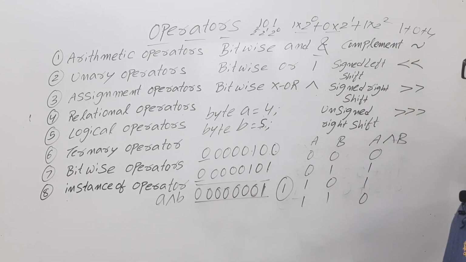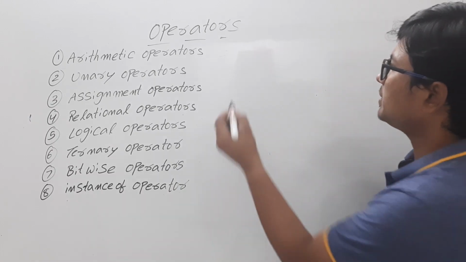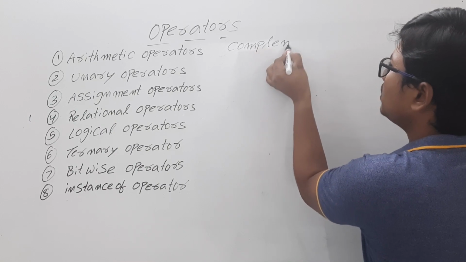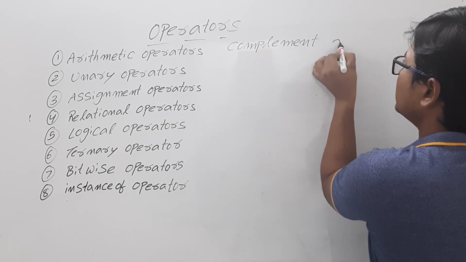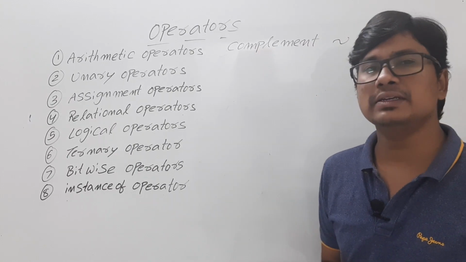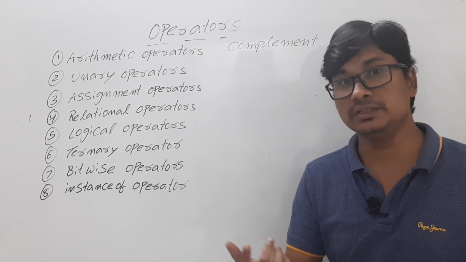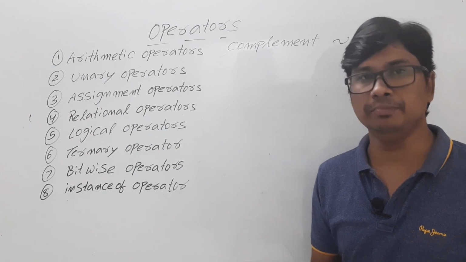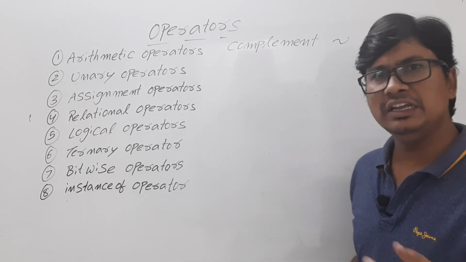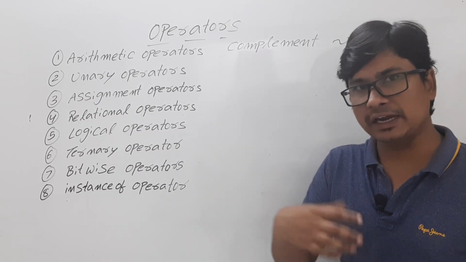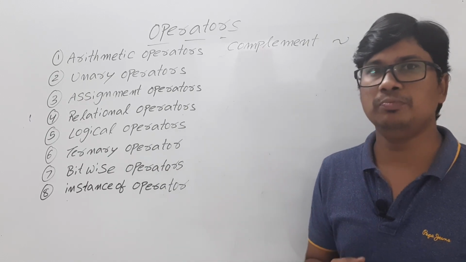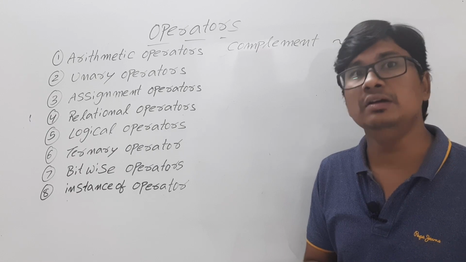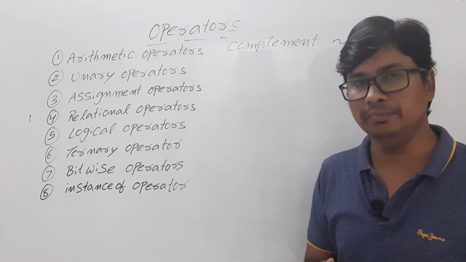Now we will discuss about the complement. The bitwise complement will be represented like this. To make you understand the complement, first I need to discuss how we can store positive numbers and negative numbers in the memory. We have three representations such as sign magnitude representation, 1's complement representation and 2's complement representation to represent the positive numbers and negative numbers in the memory.